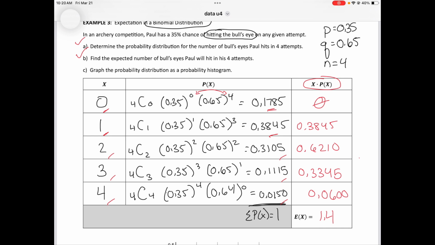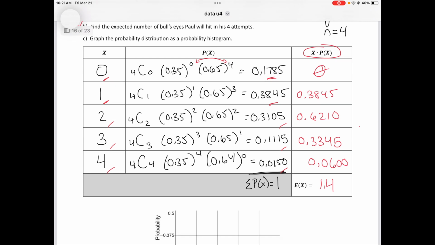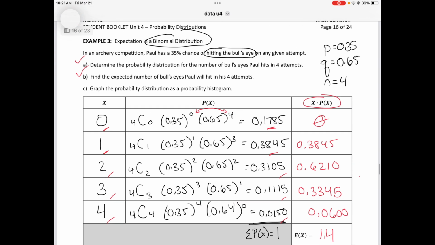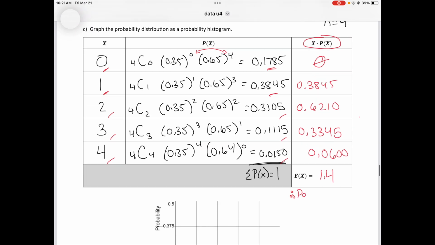Okay, so that means, interpretation-wise, that means Paul is expected to hit the bullseye 1.4 times.